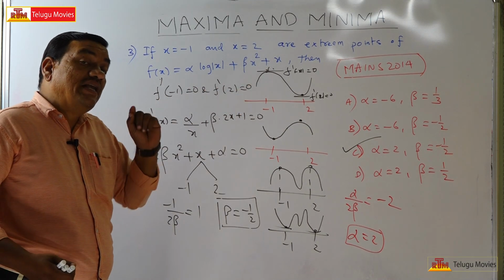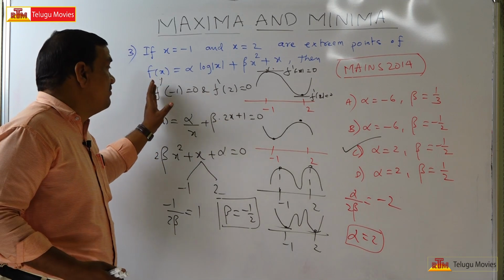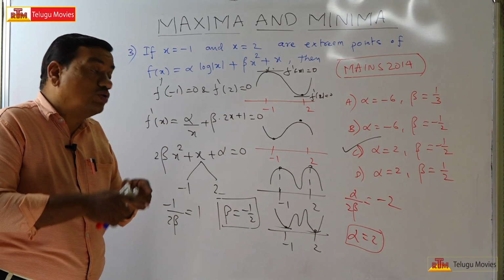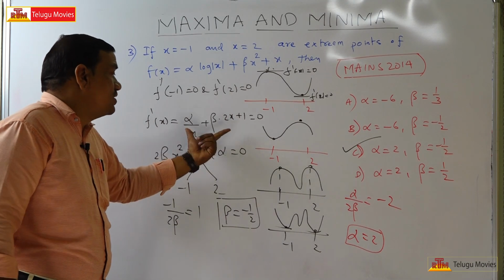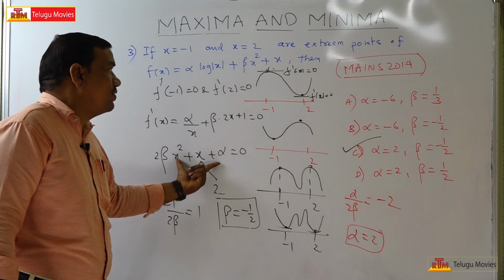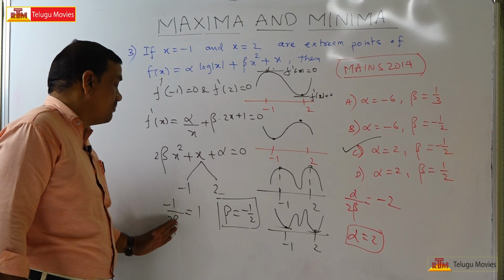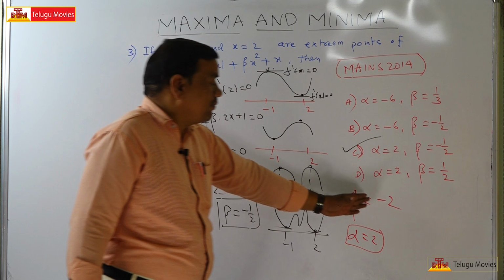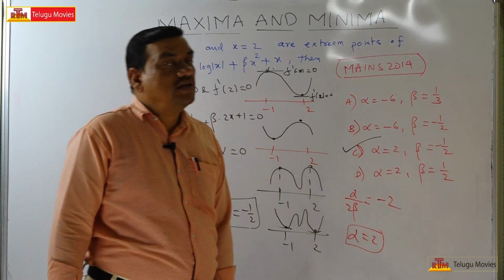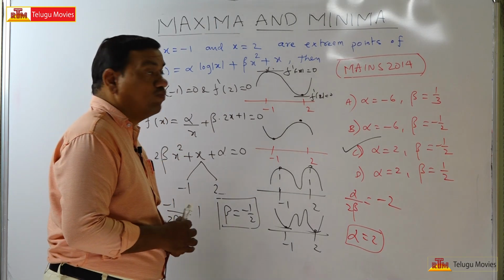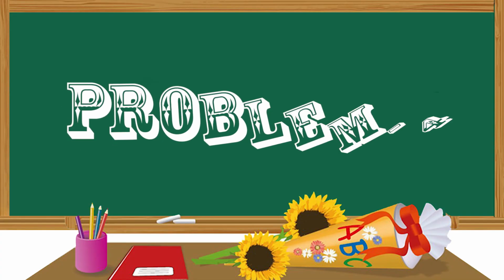That means for the equation f dash of x is equal to 0, minus 1 and 2 are the roots. What is this f dash of x? This is a quadratic equation. Therefore, it will have two roots, minus 1 and 2. From the sum of the roots I got beta, and from the product of the roots I got the alpha value. Okay. So, I hope that you understand this solution. So, let us move to the next problem.